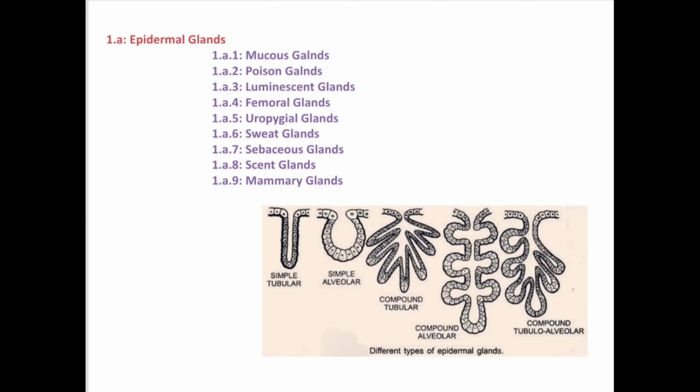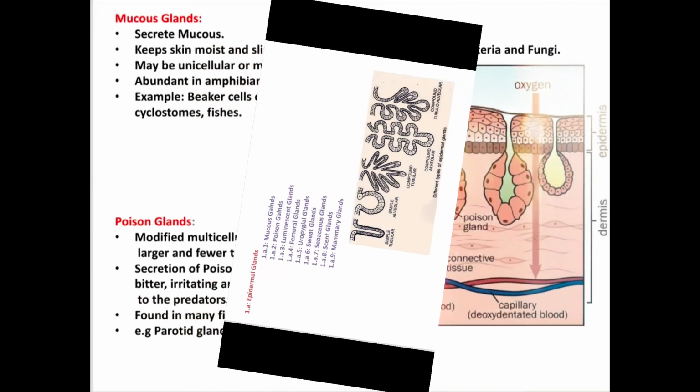These glands are lined by cuboidal cells or columnar epithelium. These are usually named after the nature of their function. The 9 major different types of epidermal glands are mucus glands, poison glands, luminescent glands, femoral glands, uropygial glands, sweat glands, sebaceous, scent, and mammary glands.